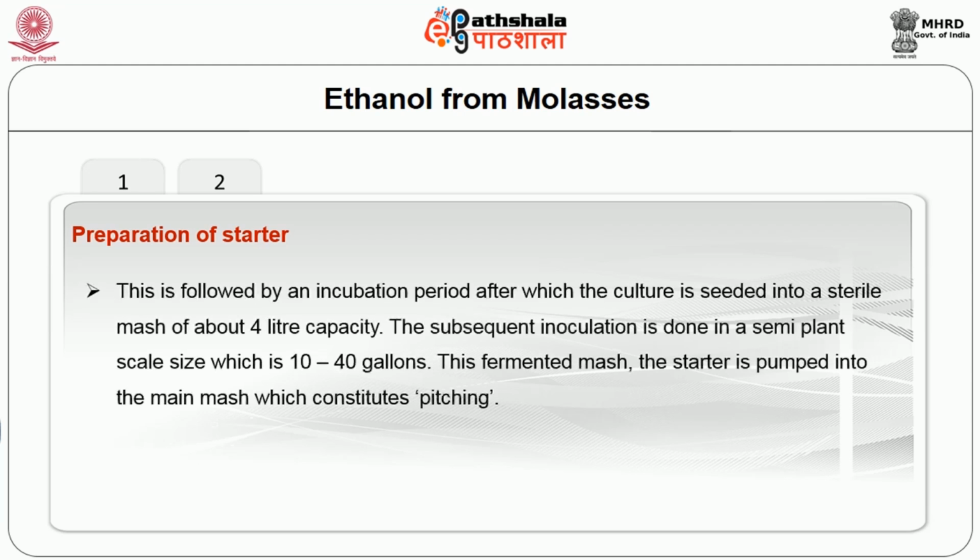This is followed by an incubation period, after which the culture is transferred into a sterile mash of about 4 liter capacity. The subsequent inoculation is done in a semi-plant scale size, which is 10 to 40 gallons. This fermented mash, the starter, is pumped into the main mash, which constitutes pitching.